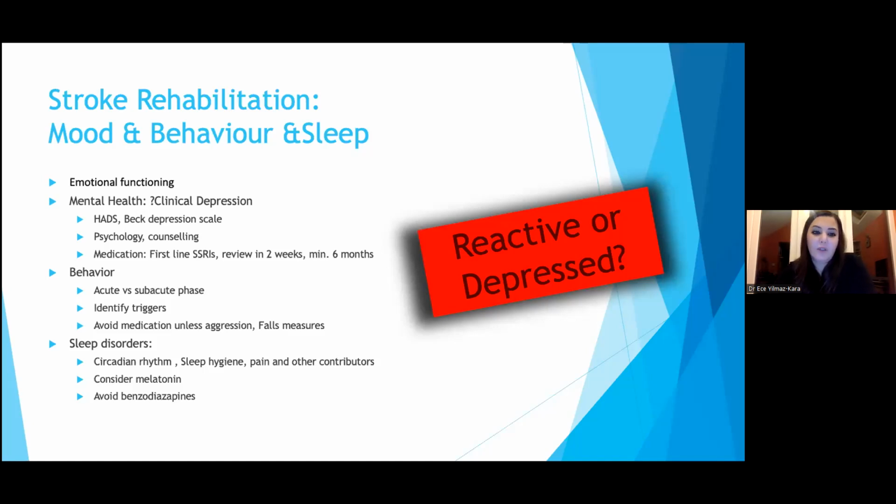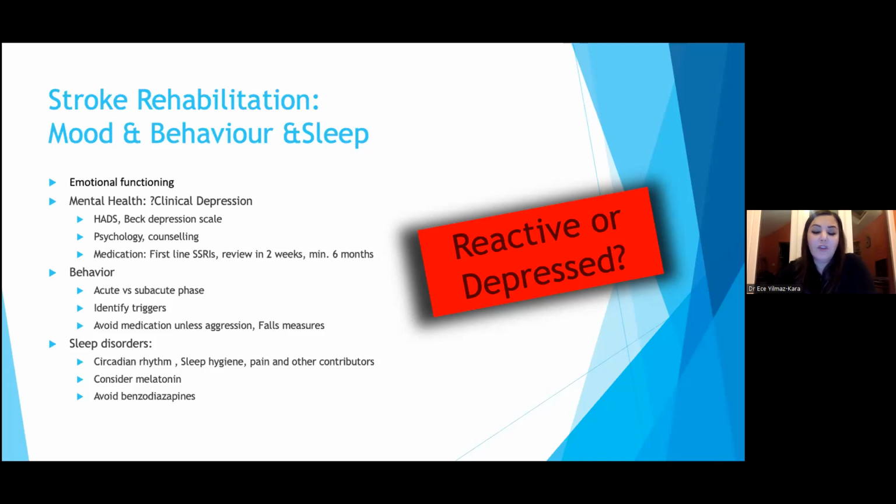So we must use outcome measures and scales in our clinical judgment. And of course, get help with psychology. We can utilize medication. Exercise would be our first line and review in 2 weeks. And once we start, we want to continue minimum 6 months to avoid further relapse.